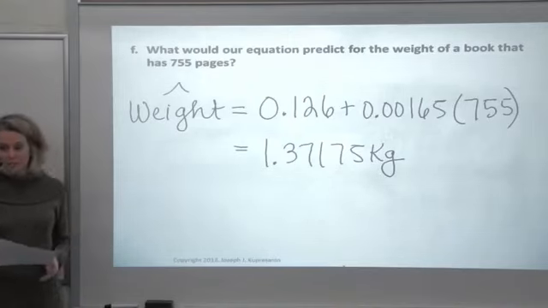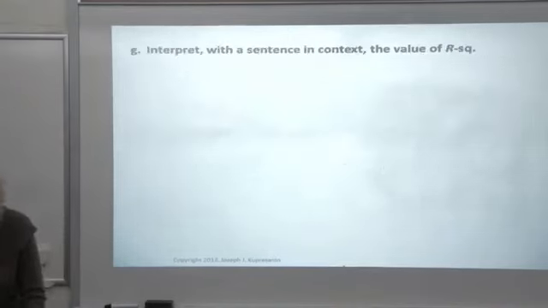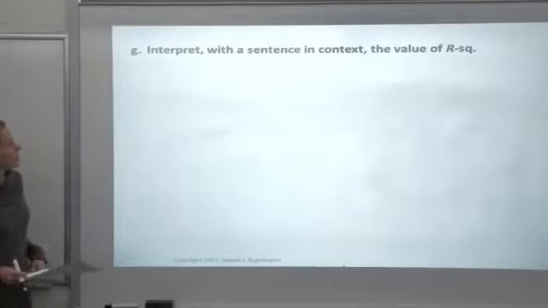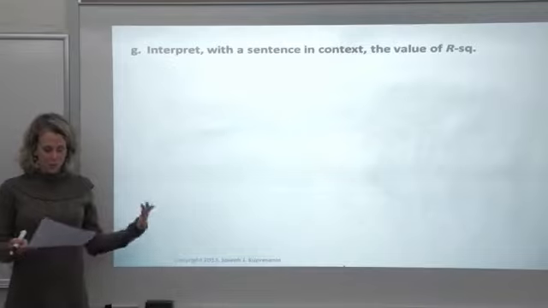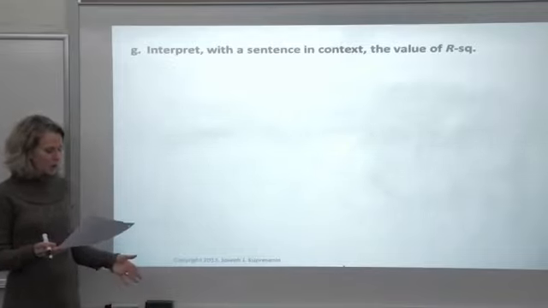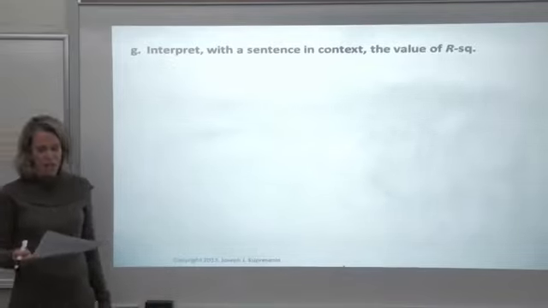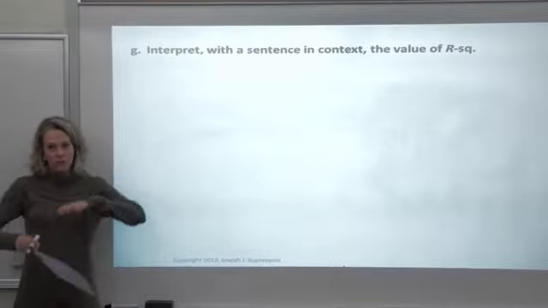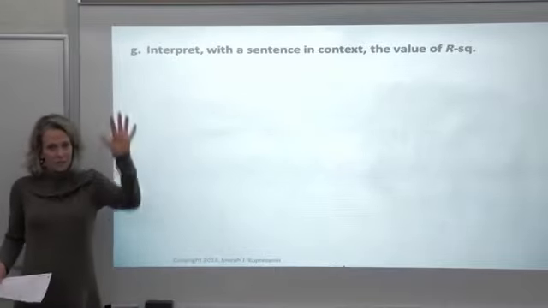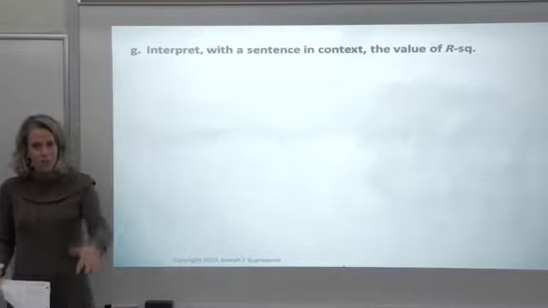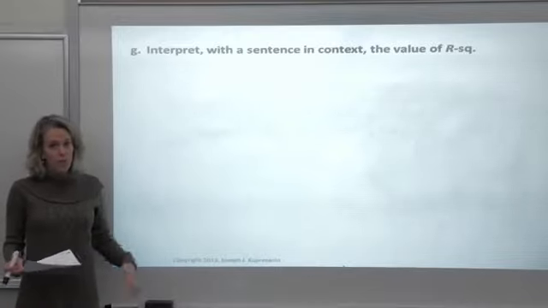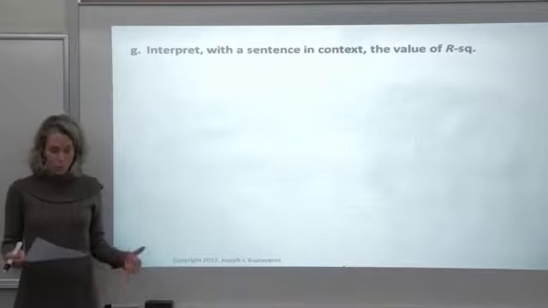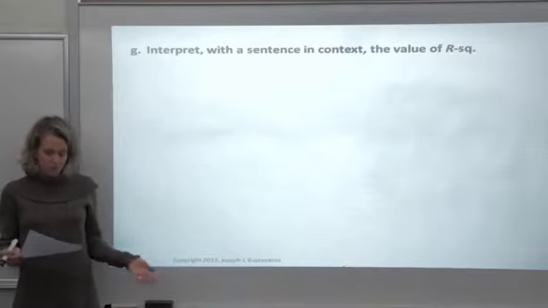All right, two more. Interpret with a sentence in context the value of r squared. So you should be getting to be pretty good at this. R squared was 53.2%. If we looked at all those books, they all weighed different amounts. So if we looked at all those weights, they vary. Roughly half, 53.2% of the variation in those weights could be explained by knowing the number of pages.